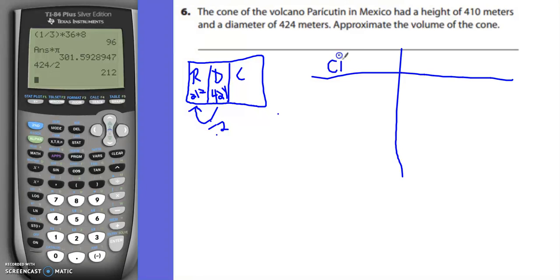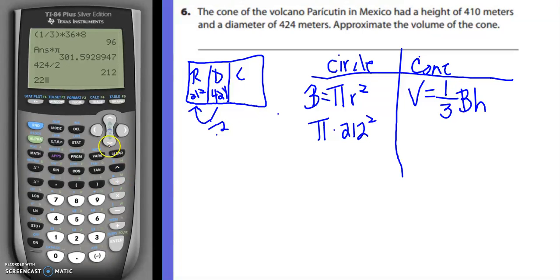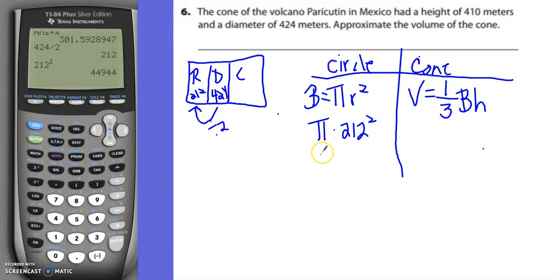The base is a circle. The 3D figure is a cone. So the area of the base, big B, is pi r squared. Cone is 1/3 the area of the base times height. So we're going to have pi times 212 squared. 212 squared is 44,944 pi.